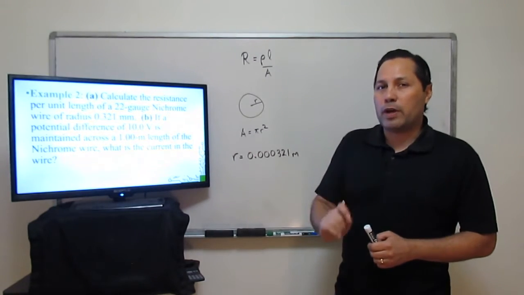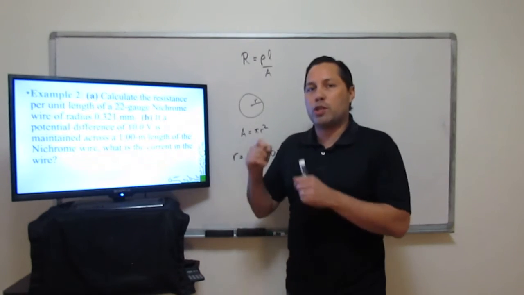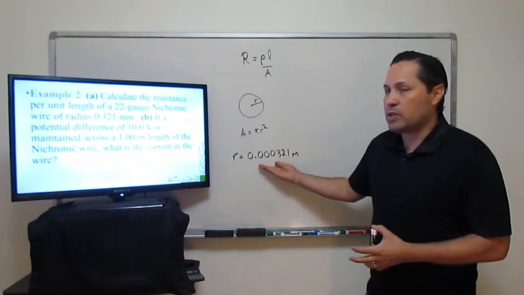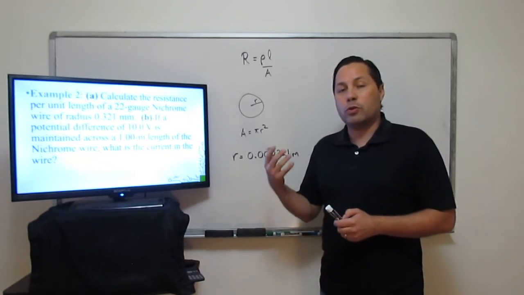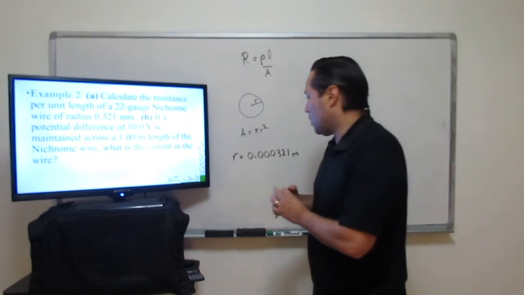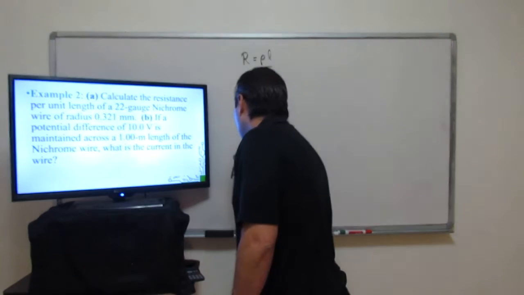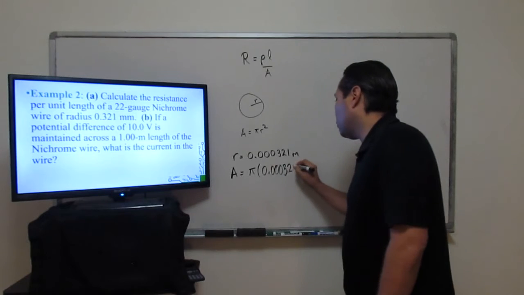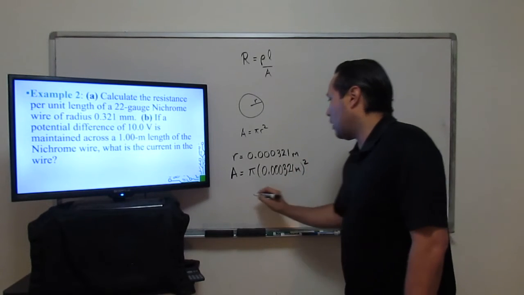So first of all, our radius has to be in meters. So to change it from millimeters to meters, we're going to divide it by 1,000. So our radius is 0.000321 meters. Now we have that, we can substitute it into the formula to get the area. So our area is equal to pi multiplied times the r, 0.000321 meters, and that is squared.